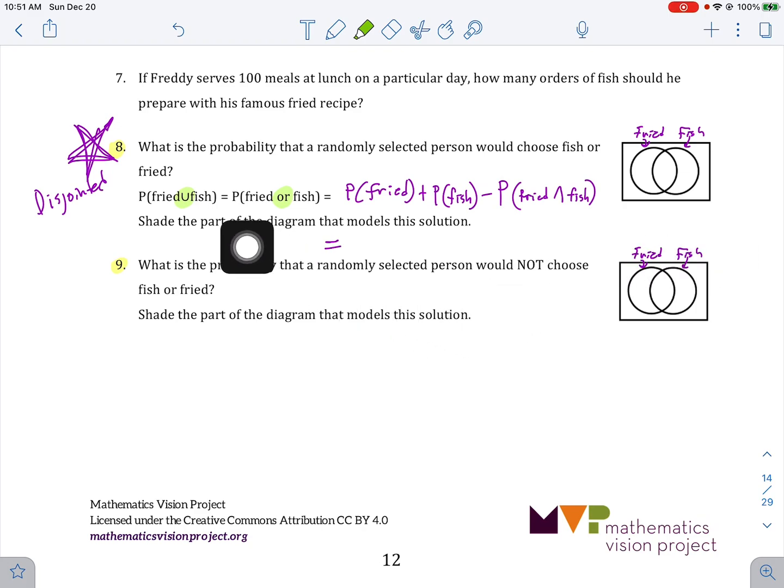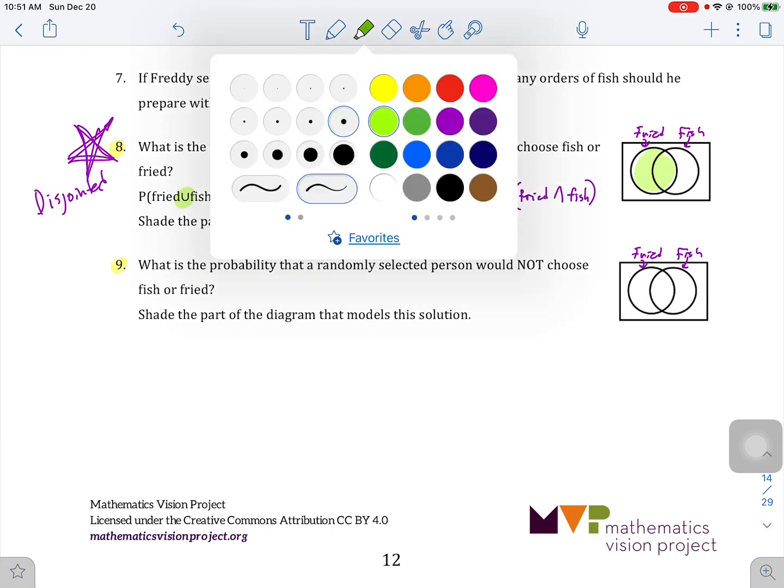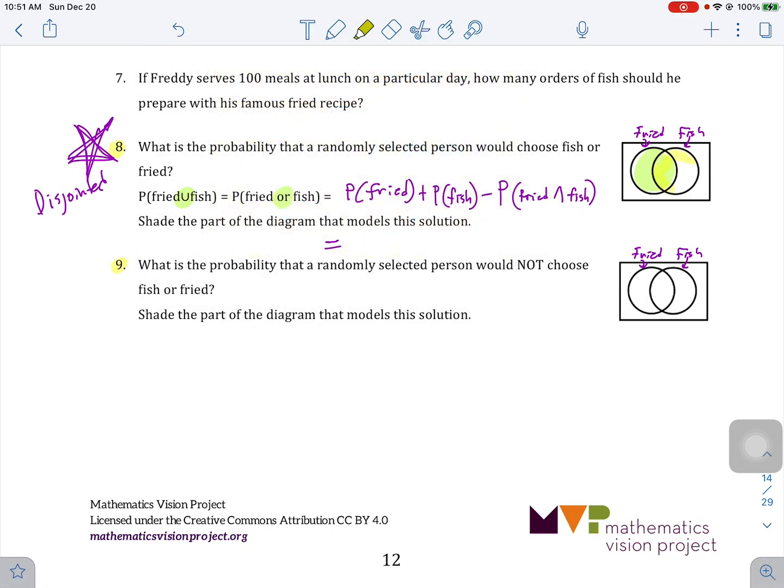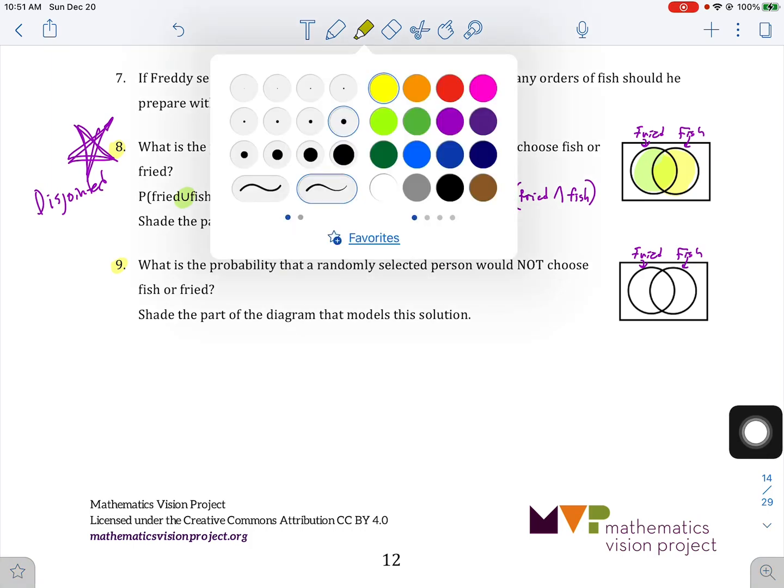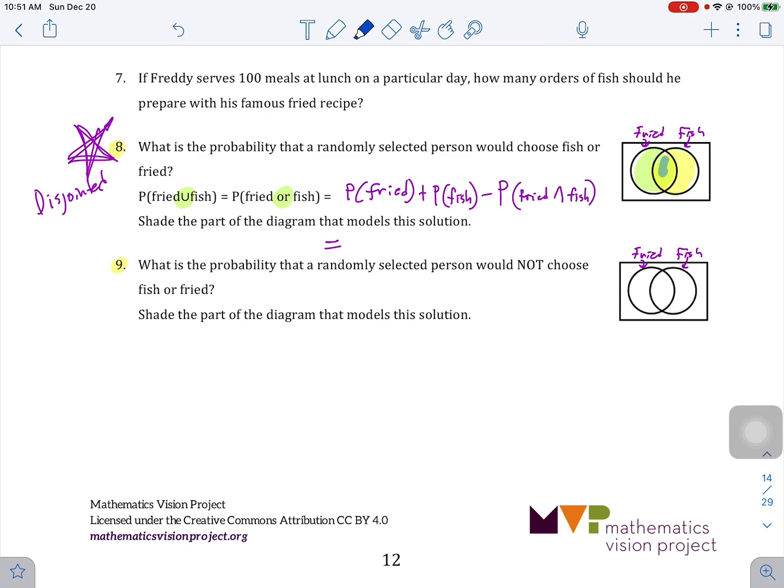So what we can do to figure this out is the probability of fried, which is here, plus the probability of fish, which is here, but notice that intersecting area I counted twice. So I have to subtract out the intersection once, so we would have to subtract out this centerpiece because we've counted it once in the circle for fried and once in the circle for fish, but we only want to count it once.